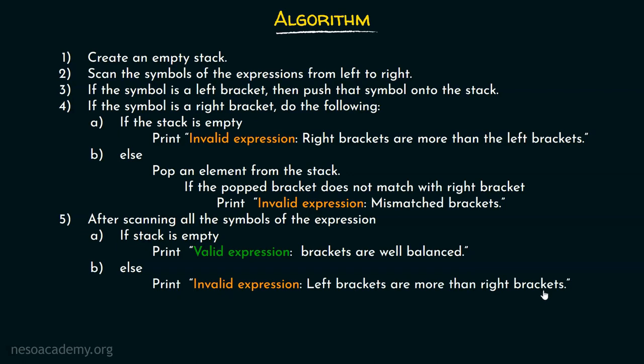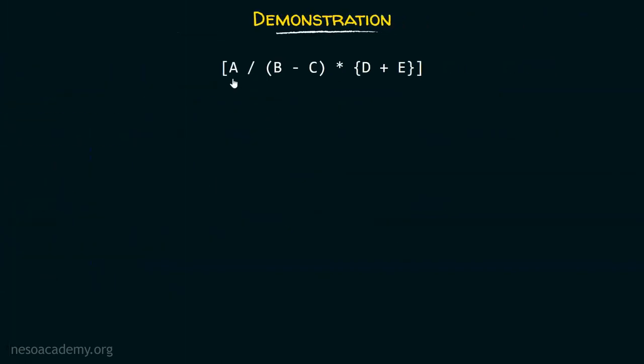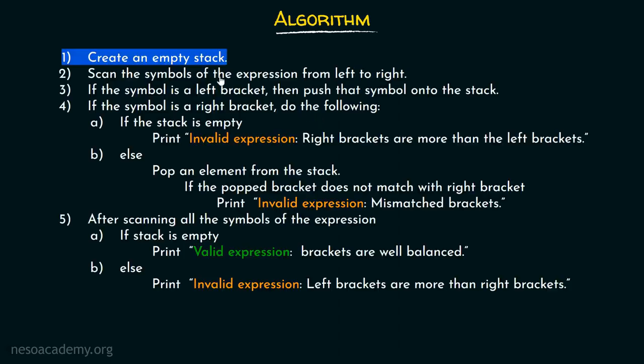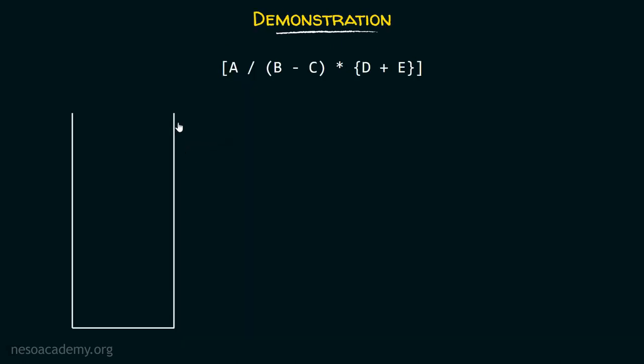Let's consider one example and let's try to evaluate this algorithm line by line and see how this algorithm will help us in checking whether the given expression is valid or not. Let's say we want to check whether this expression is valid or not. We have this expression, a divided by b minus c into d plus e, and we have a combination of some brackets in this expression. Our task is to check whether this expression is valid or not. For this purpose, we need a stack data structure. That is why, according to the algorithm, we first have to create an empty stack. Here you can see that I have created an empty stack, and obviously this empty stack will help us in checking whether this expression is valid or not.